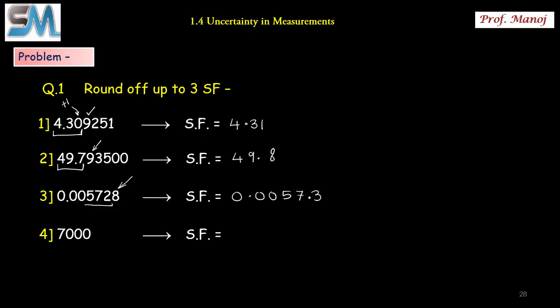00573. This is a very tricky question. We want to keep only 3 significant figures. So that is 7.00 into 10 raised to 4. So if you open this number, you should get this answer once again as it is.